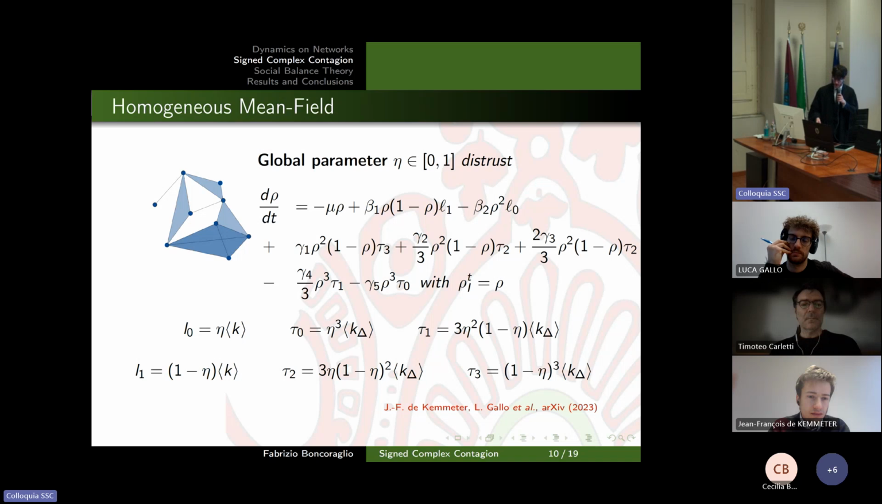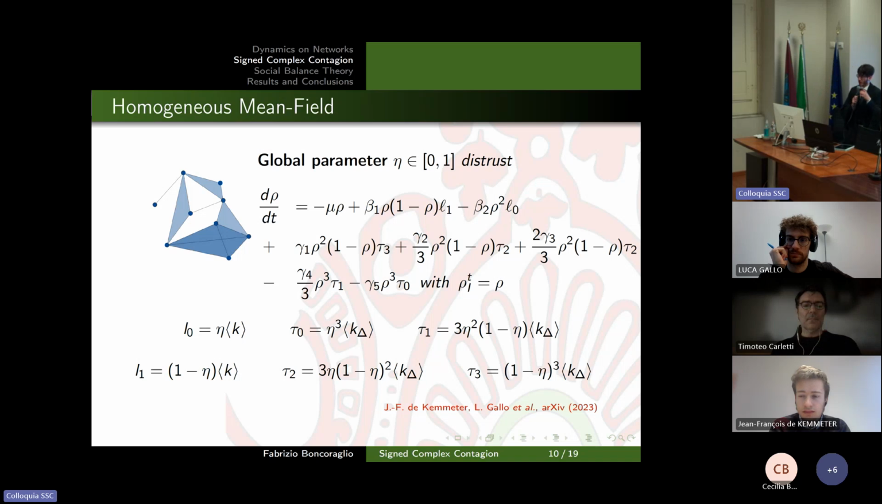The main assumption that we make, the main parameter of this model in the first version of the model, is eta. That is a global parameter, equal to the fraction of distrust of a network. So it's the ratio between the number of negative links of a network divided by the total number of links. It's a number between 0 and 1. It gives me global information about the amount of distrust of a network. 1 minus eta, of course, is the fraction of trusted relationships in my network.